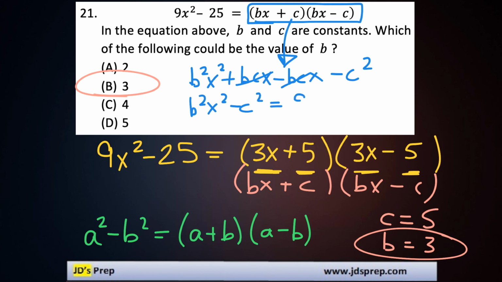Now, if we wanted that to equal 9x squared minus 25, that means that this b squared has to equal 9. So from that, you could also gather that b would have to equal 3 because 3 squared is 9. So kind of a different way you could also get to the same answer.